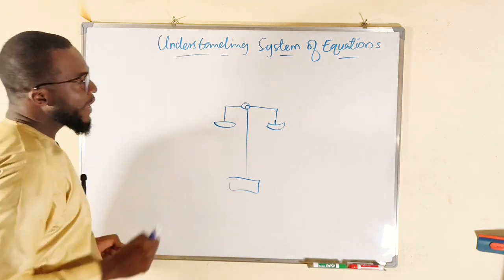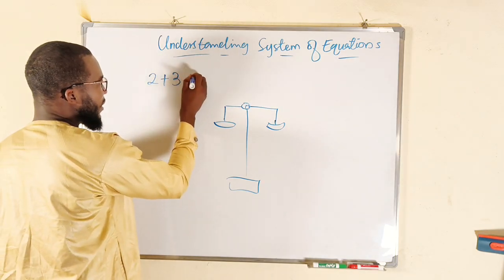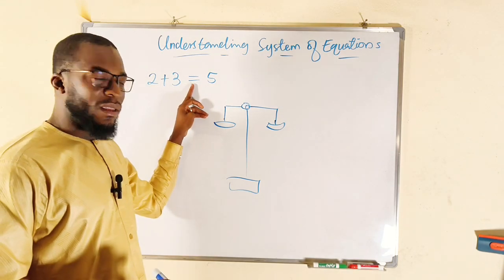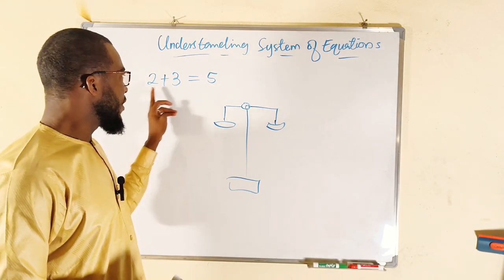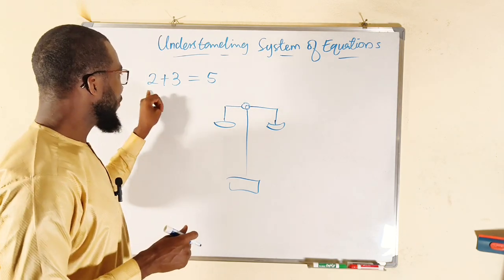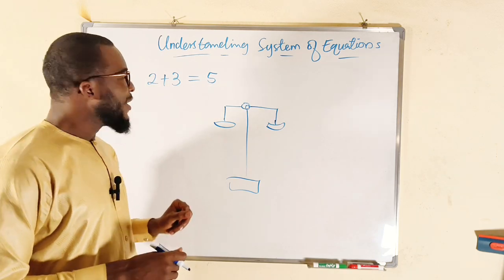Let me use a numerical expression. For example, 2 together with 3. This will give us 5. This is an equality sign which shows the left and the right hand side have the same magnitude. That's fine, we have 2 and 3 here, but the combination of 2 and 3 will give us 5.